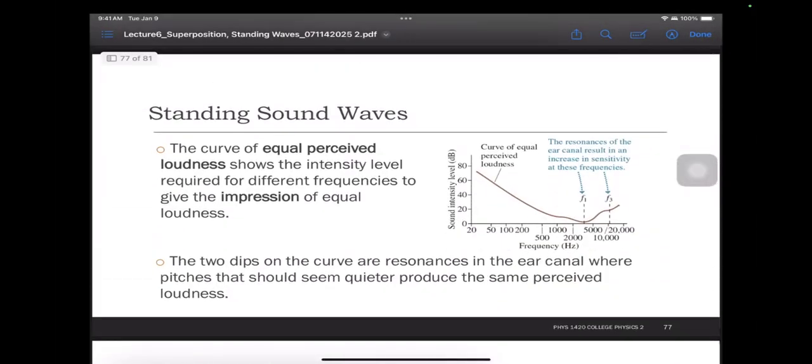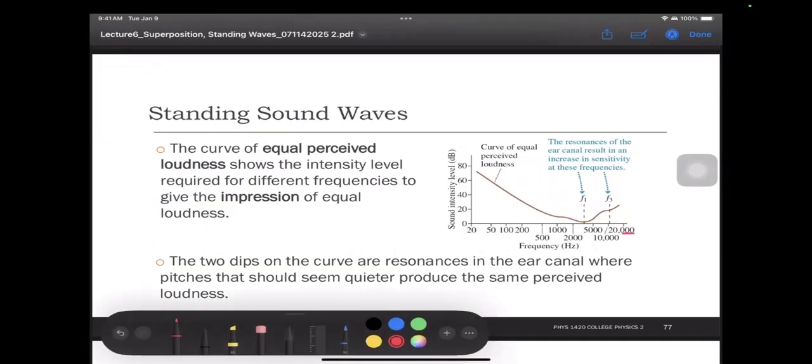Okay, let's check the other thing. This is what we should know. The curve of equal loudness shows the intensity level required for different frequencies to give the perception of equal loudness. You can see for the accuracy, if your sound intensity level is small, not that big, you can also be heard. But for the low frequency, you need a high sound intensity level, and then your voice can be heard.